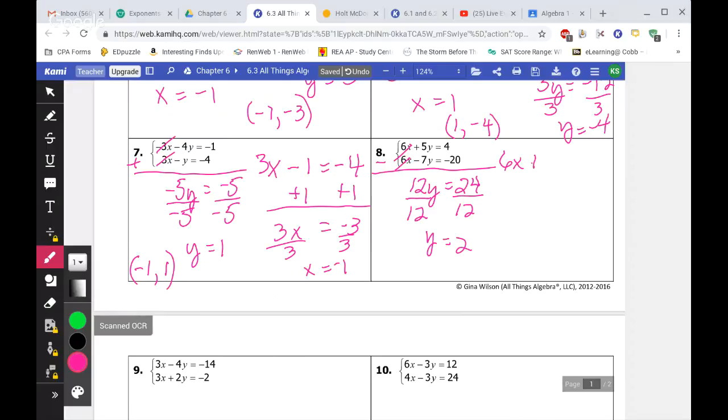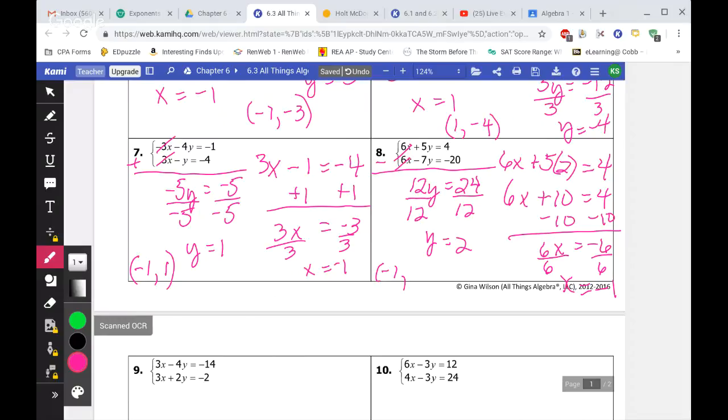So 6x plus 5 times 2, because I'm substituting the value 2 in for the y, equals 4. So 6x plus 10 equals 4. Subtract 10 from both sides. I have 6x equals negative 6. Divide both sides by 6, and x equals -1. So if I were to graph these two equations, the point at which they would intersect is -1, 2.